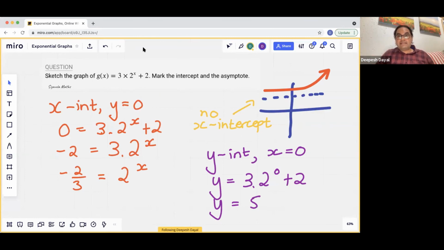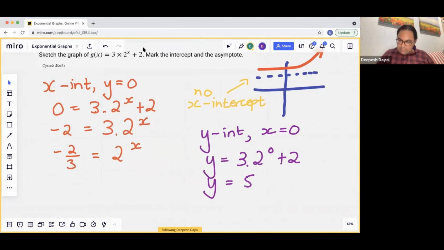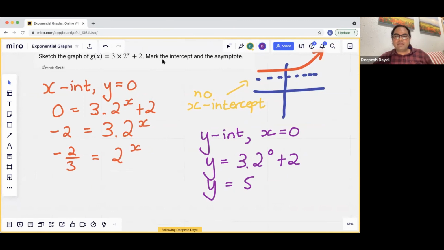And what is the asymptote, everybody? What is the asymptote? Yes, the asymptote is 2. Okay. So this is the asymptote here, right? This was the asymptote here. It's y equals 2. But now we need to draw it nicely, right?